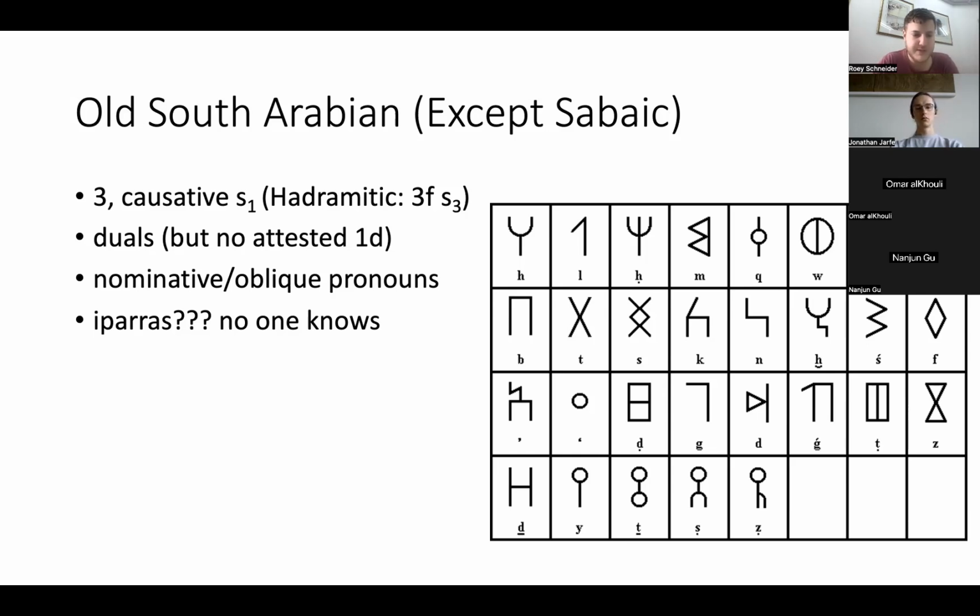These languages have nominative and oblique pronouns, which is nice. That's kind of like Akkadian and Ugaritic, like the shu, shuati, hu, huati, hua, huati, something like that distinction. Of course, we don't know the vowels, but we see the added T at the end.